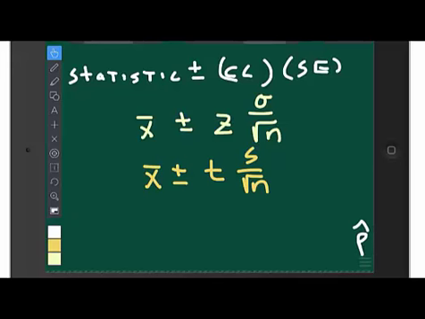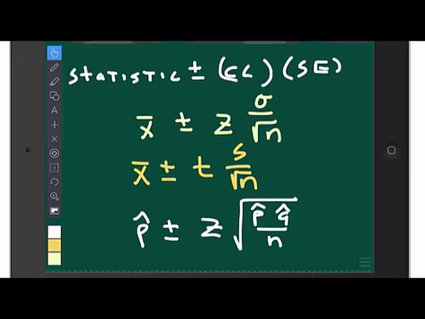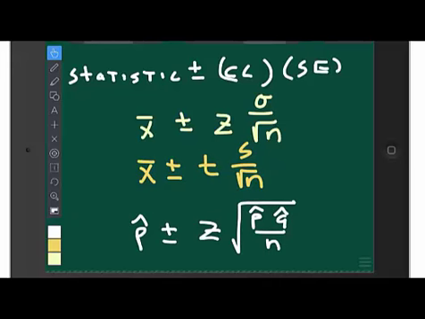For proportions, it's going to be the sample statistic p hat plus or minus a z times the standard error, which is the square root of p hat q hat over n. So those are the three basic formulas we'll use for confidence intervals. Although there'll be one little hitch to one of these that we'll add next week, for the confidence interval formulas for exam 2, those are the three that you'll need.